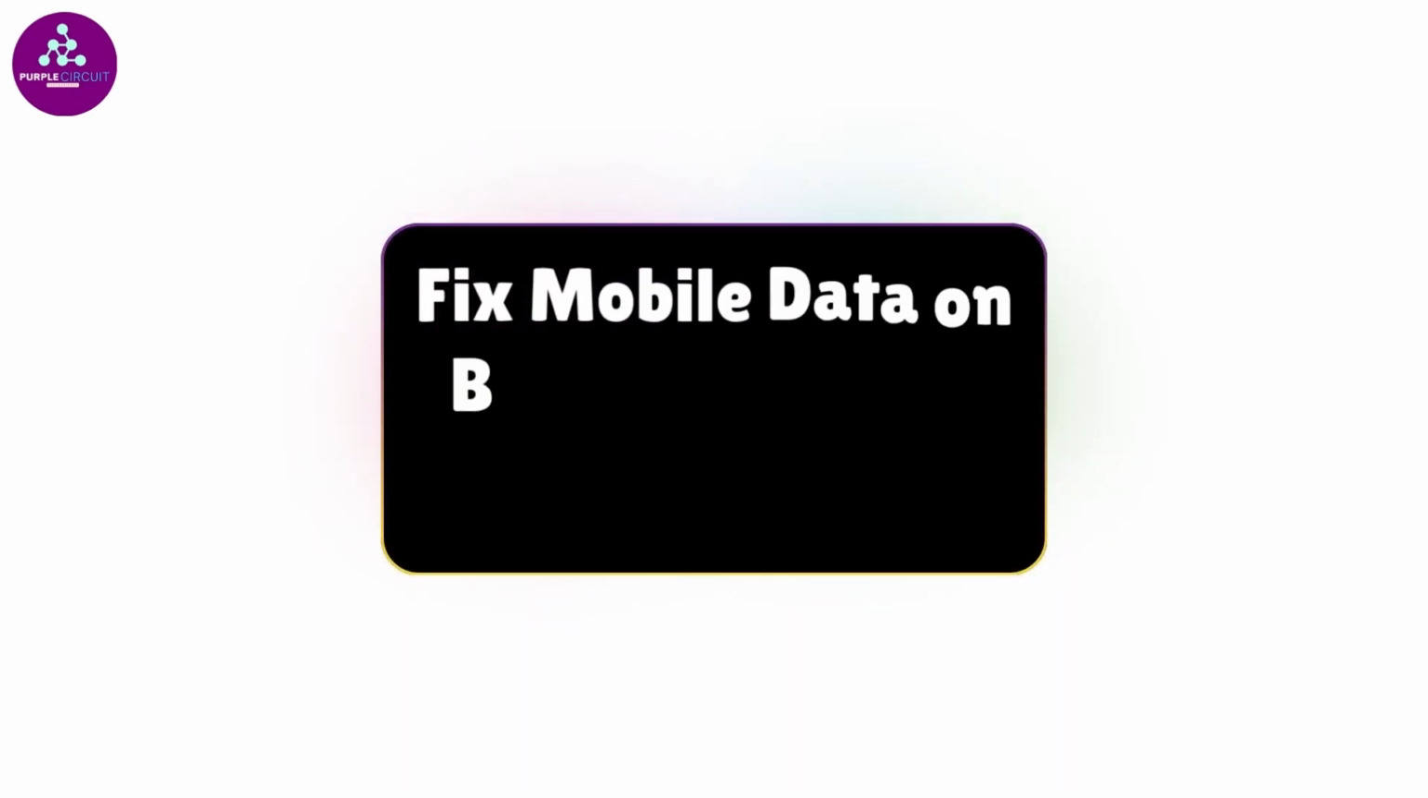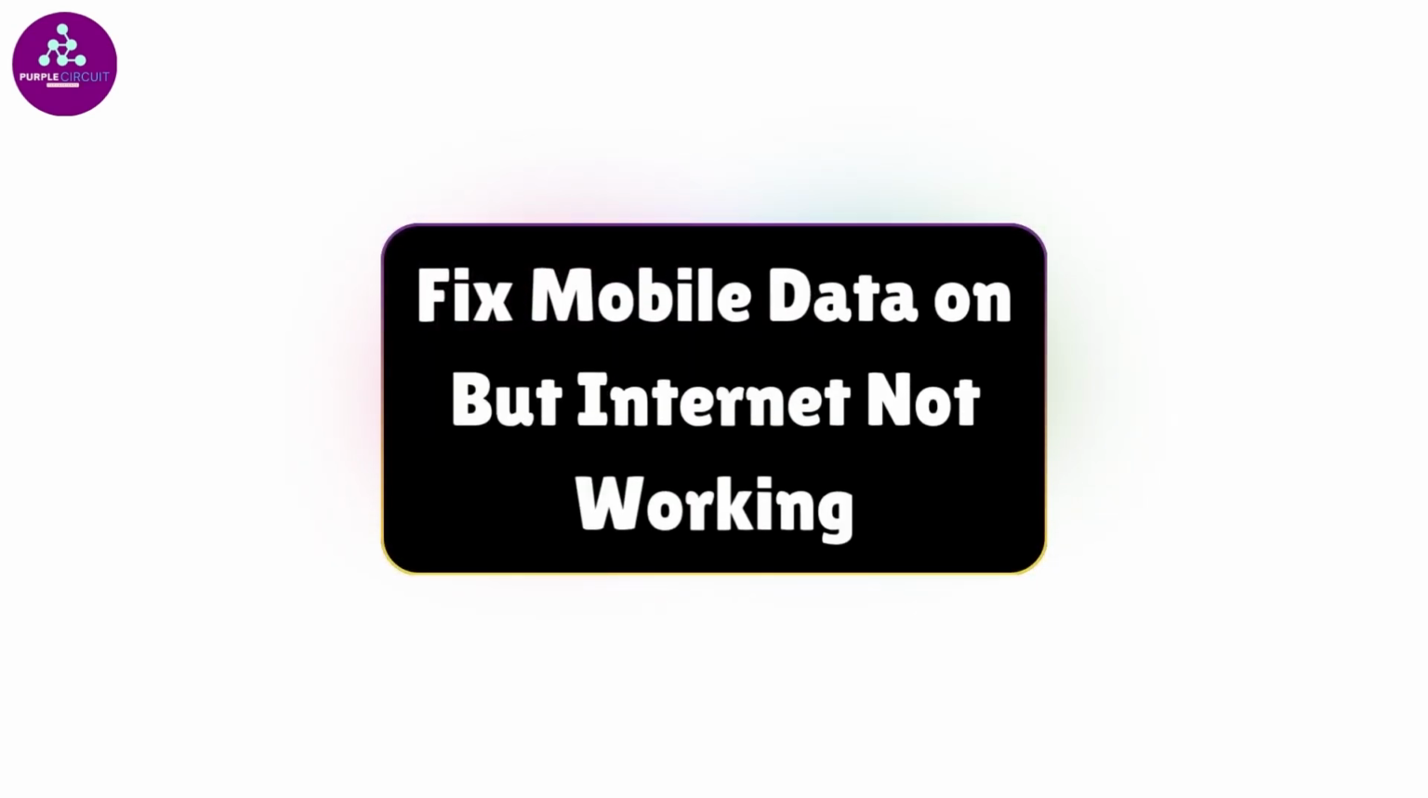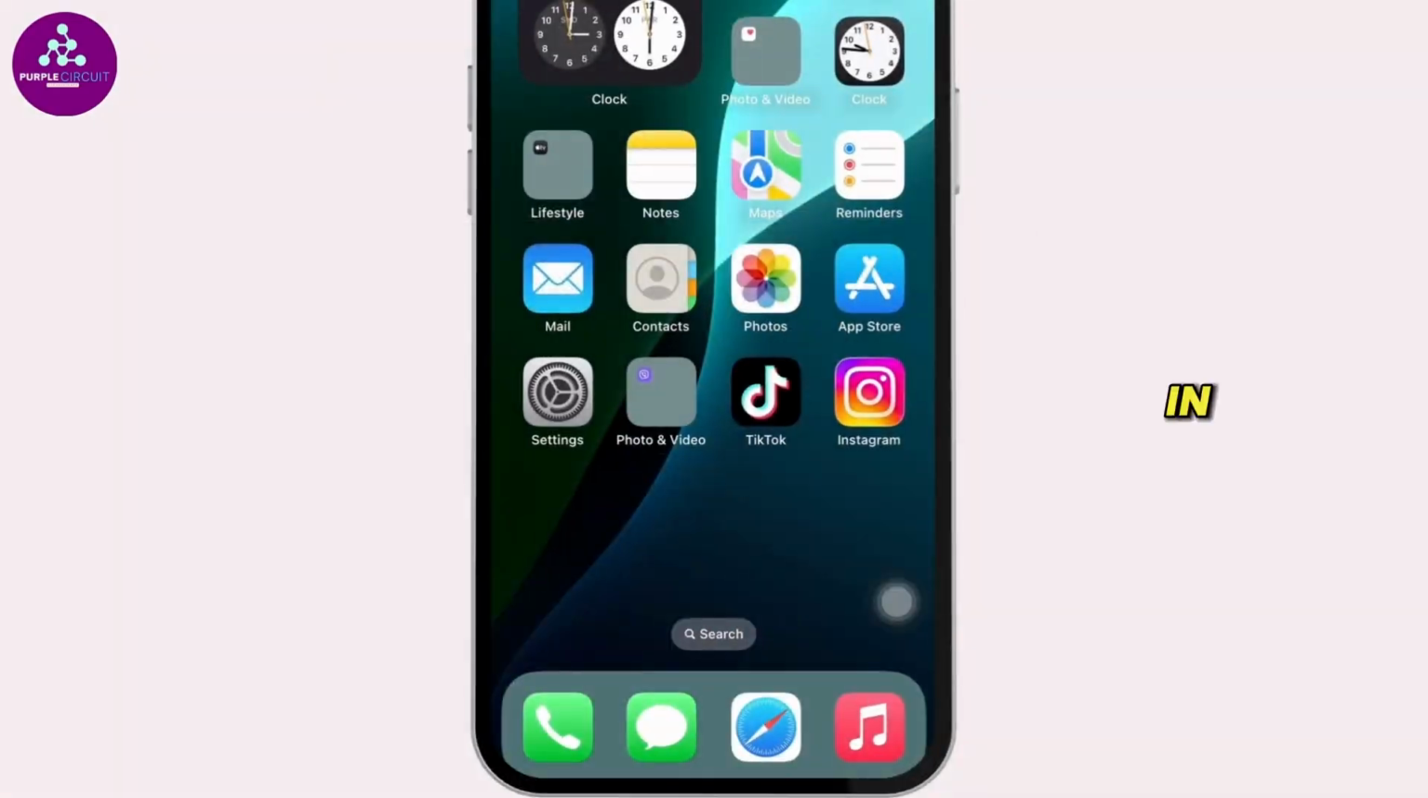How to fix mobile data on but internet not working problem in mobile. In order for you to fix this issue, the very first thing you want to do is to move into the settings of a device.